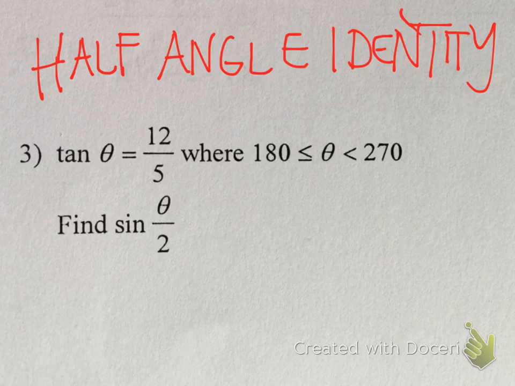This video is using the half angle identity. So this is a formula from our homework, a problem from our homework. This is number 3. The first thing I always look at on these is to figure out what quadrant they're in. And this tells me the quadrant between 180 and 270.